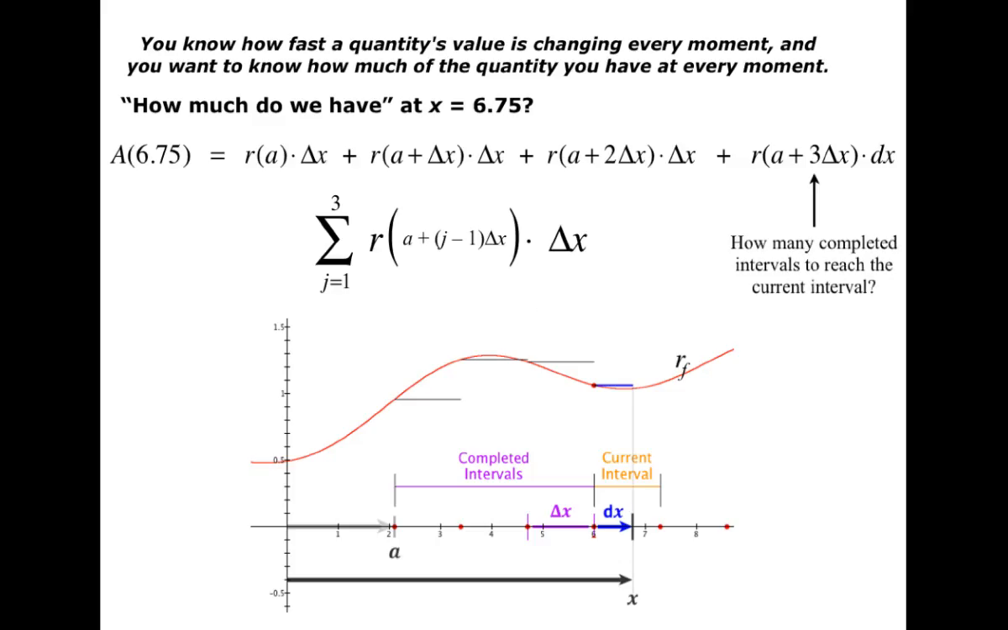So the question is, we've got a plus 3 delta x. How many completed intervals to reach the current interval? So obviously it's 3, but what's that in the big scheme of things? What is that 3? How many completed intervals to reach the current interval? What is 3 in this case? Okay. Just glad it wasn't the fire alarm. Okay. So what is 3 in this context? What is 3?